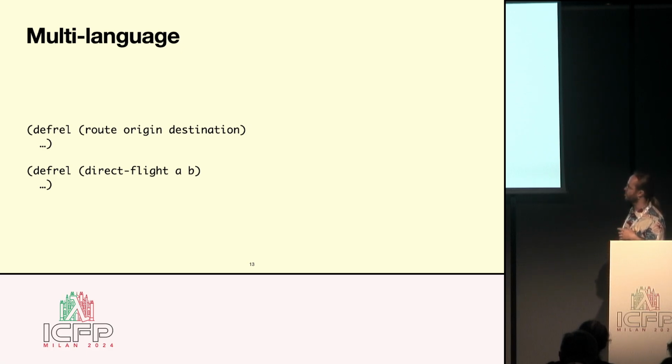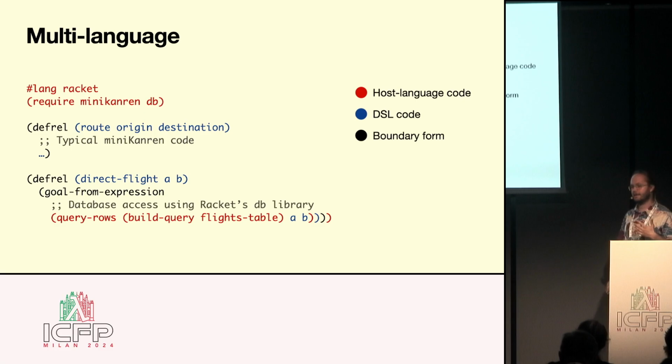Well, this is a place where we want our DSL to be sitting in the context of some general purpose language, in this case Racket. And we want to be able to mix DSL code and host language code in an easy way to write this program. So here I'm putting the host language code in red, the DSL code in blue, and the boundaries that mediate the interaction between the two, those are the forms in black here. And so as I said, route is just going to be miniKanren code. I'm omitting it here. But the direct flight relation is going to escape into host language Racket code by using that explicit boundary.